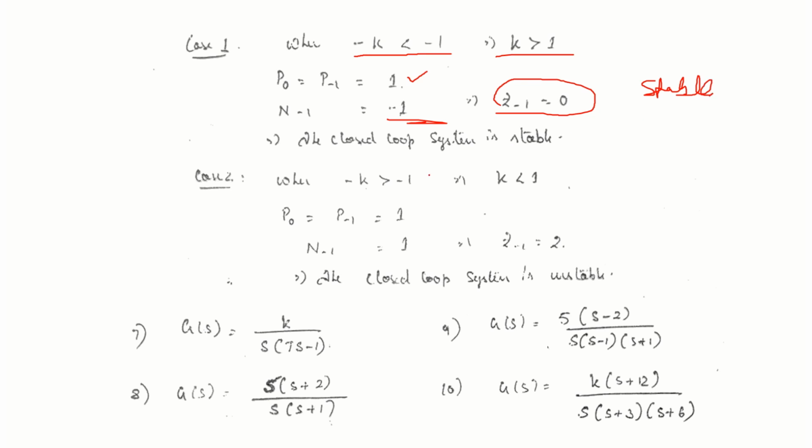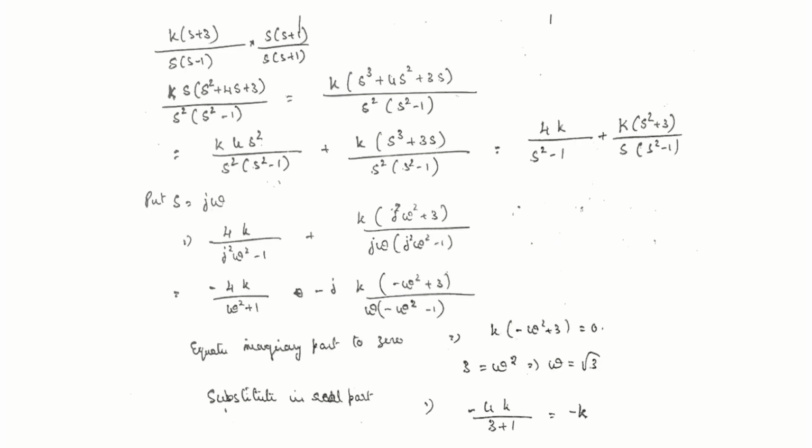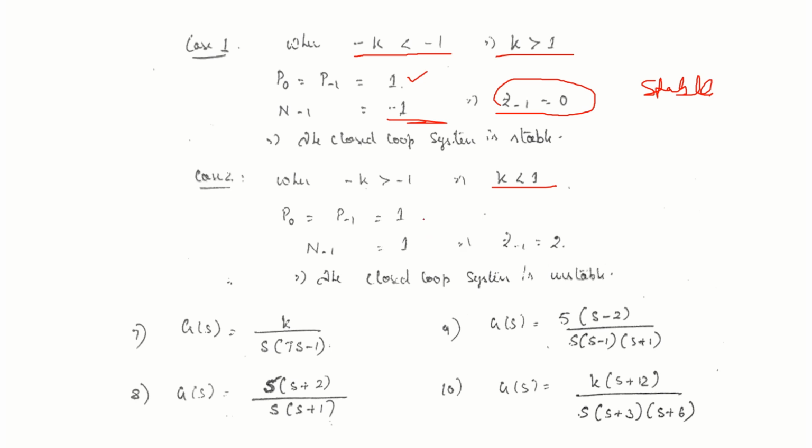By chance K is less than 1. K is less than 1, then what you can say here, your minus 1 plus j0 is here. If I draw, there is only one counterclockwise encirclement. P suffix minus 1, one counterclockwise. There will be two zeros on the right hand side. So the closed loop system will become unstable.